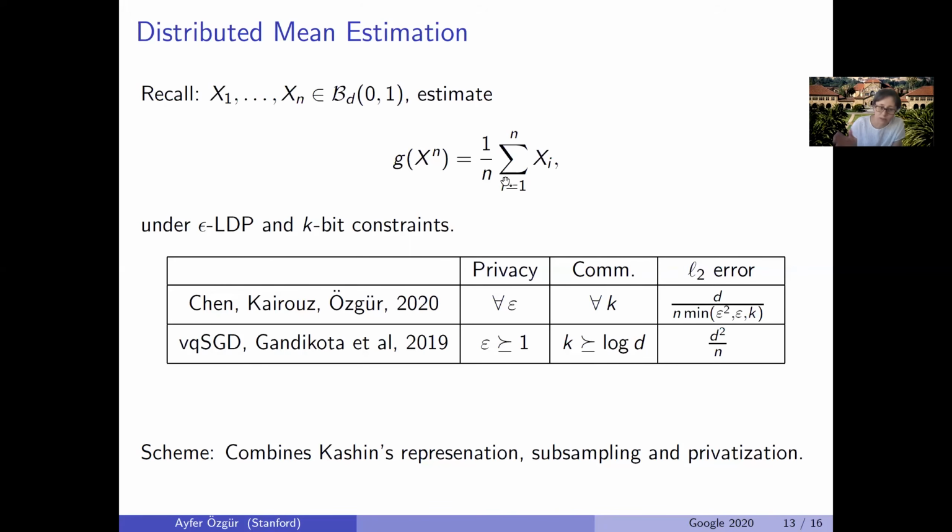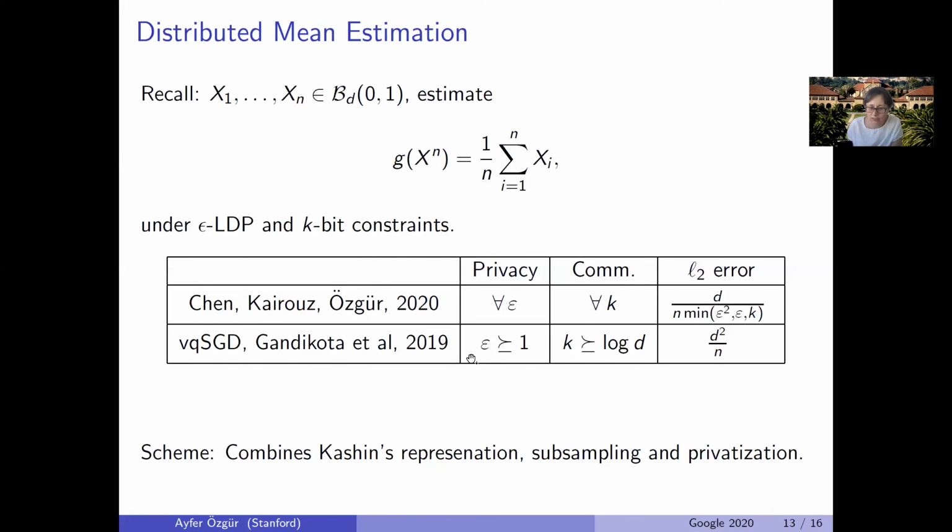And this problem has been studied under separate privacy and communication constraints. Just like I said before, we know the optimal strategy here under privacy, and we know the optimal strategy under communication constraints. But if you take them and concatenate them, if you apply them back to back, then you'll suffer a double penalty. For example, there is this recent work here, BQSGD. Actually, this is the only work I'm aware of in this setting that looks at both privacy and communication constraints at the same time. And they have one scheme here that aims to achieve both at the same time.